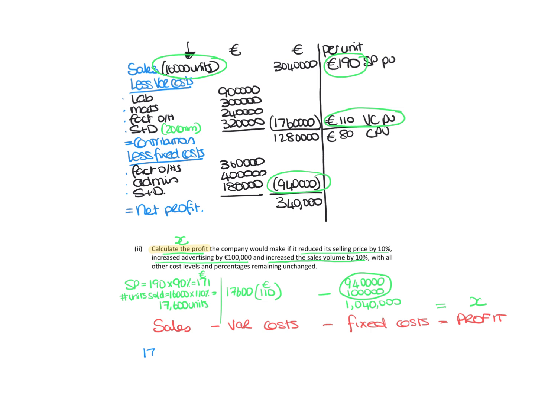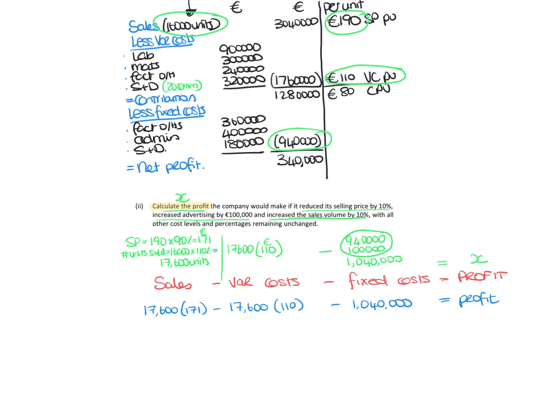So you're going to have 17,600 multiplied by €171 minus 17,600 multiplied by 110, and then minus 1,040,000, and that is going to be our profit. Okay, so when we multiply the 17,600 by 171, we get 3,009,600. When we multiply the variable cost of 17,600 by 110, we get 1,936,000, then minus 1,040,000. That is then 33,600, and that is the answer to your question.